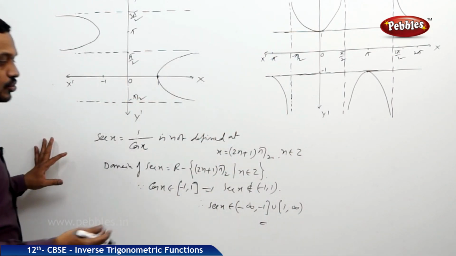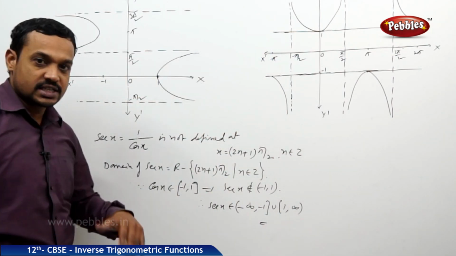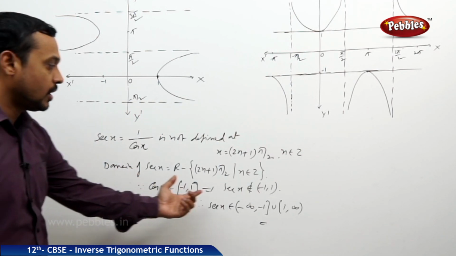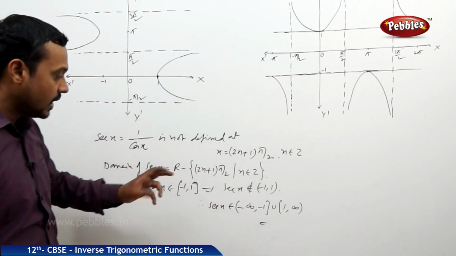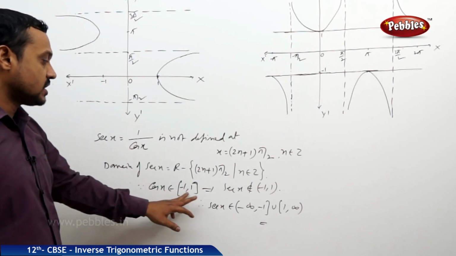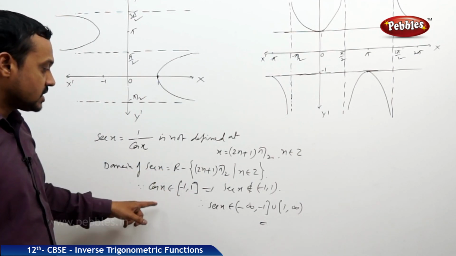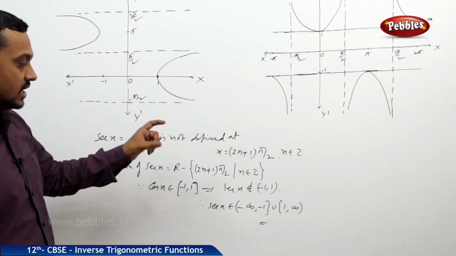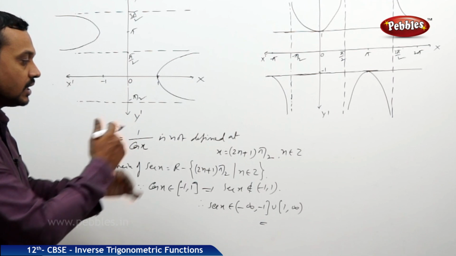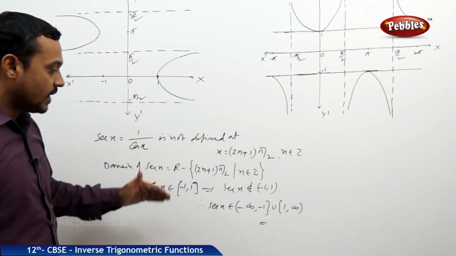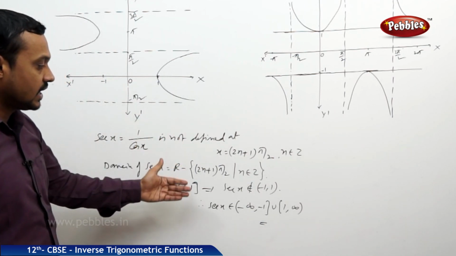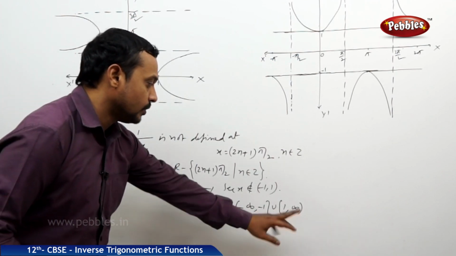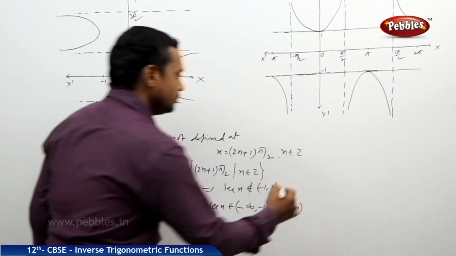It is just like cosecant x. Sin x also lies between minus 1 and 1, hence its reciprocal values do not belong to the interval minus 1 to 1. Similarly, cos x also belongs to the same interval, and its reciprocal values do not belong to that interval. Hence cosecant x and secant x both have the same range, minus infinity to minus 1 union 1 to infinity.